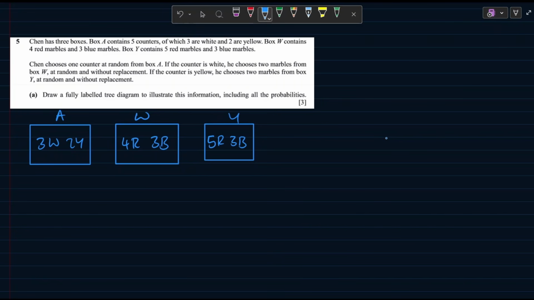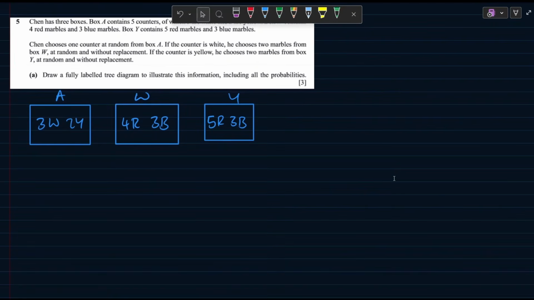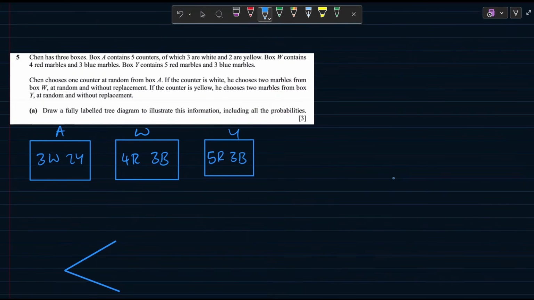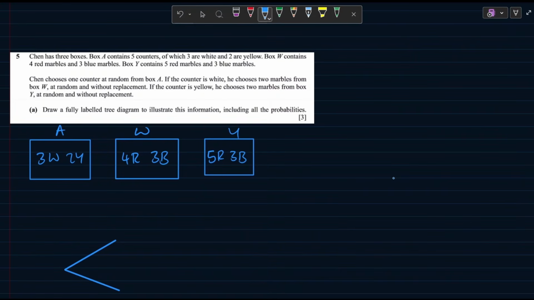Okay. Chen chooses one counter at random from box A. If the counter is white, he chooses 2 marbles from box W at random and without replacement. If the counter is yellow, he chooses 2 marbles from box Y at random and without replacement. Draw a fully labeled tree diagram to illustrate this information, including all the probabilities. Okay. So we're going to start with box A, right? Because we know at the beginning, Chen chooses one counter at random from box A. So that's where we're starting.